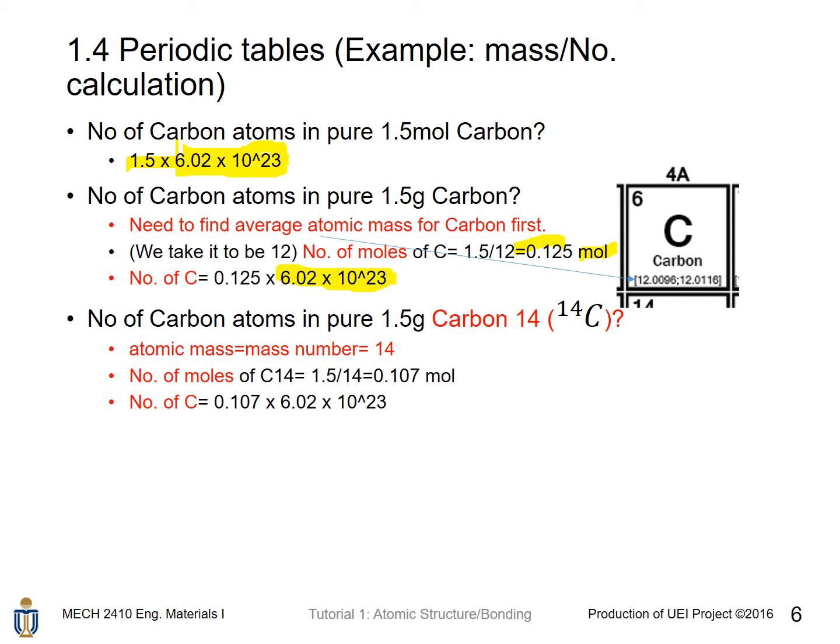And how about the number of carbon atoms in pure 1.5 gram carbon-14? Be careful, this time the atomic mass is equal to 14. Using the same steps, we get such a number of carbon atoms. Be careful, this is different from the previous one because their atomic mass is different.